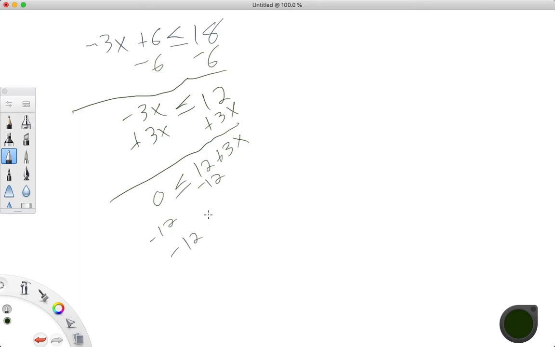0 minus 12 is negative 12. Negative 12 is less than or equal to 3x. And I'm getting a little sideways here. It's just the way the drawing pad is. So negative 12 is less than 3x.